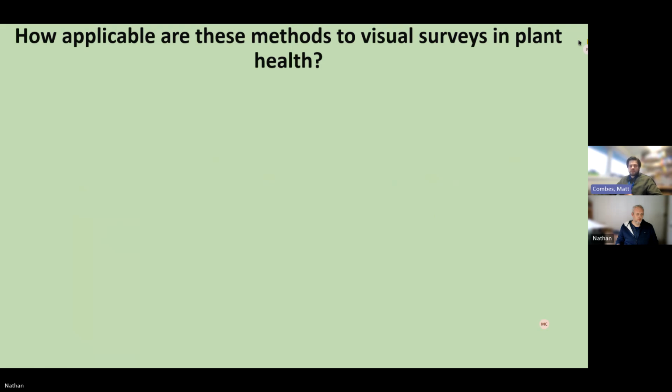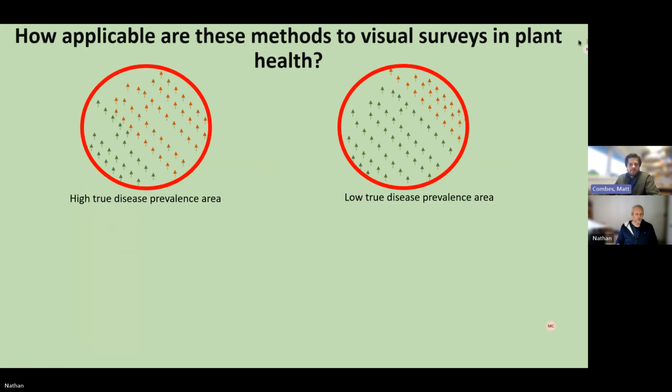So we looked at this through simulation studies. I should say the paper will be available online soon. So yeah, we looked at this through simulation studies, and basically there's a method that you can use for this, using Bayesian inference, so probability statistics really.